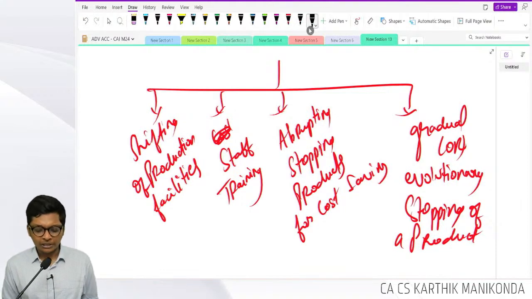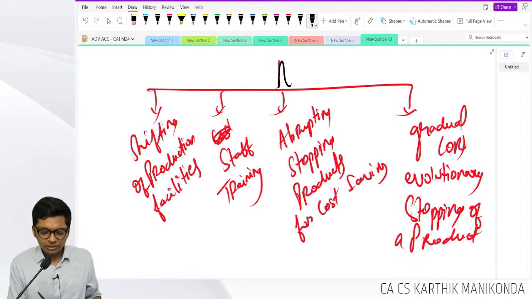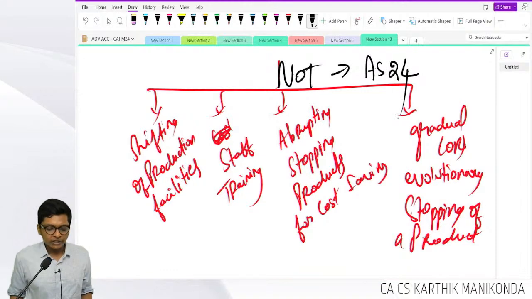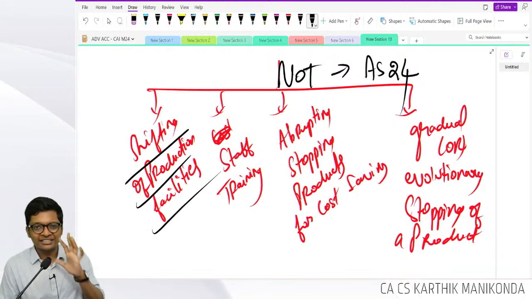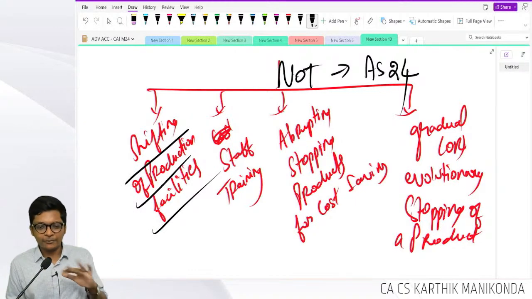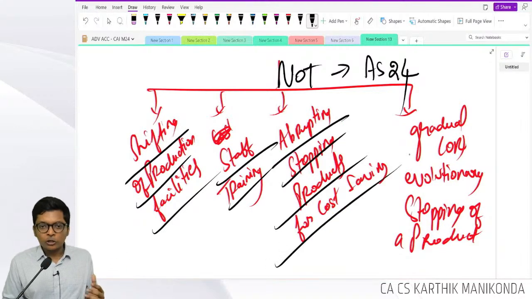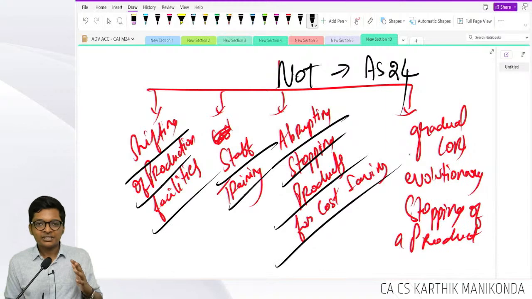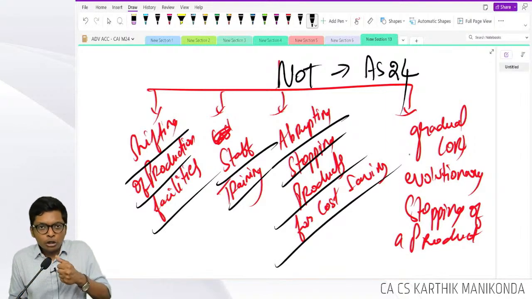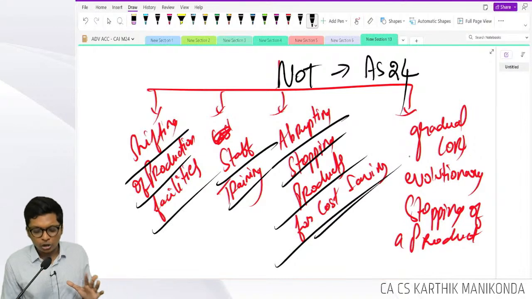With this, AS24 comes to an end. What is not a discontinuing operation as per AS24? Shifting of production facility from one location to another location is not a discontinuing operation. I'm just shifting. Staff training, no. Abruptly stopping. COVID came. Can I continue to manufacture t-shirts and shirts? Who's going to buy? Or can I continue to put flight tickets? So abruptly stopped airline service for 6 months due to COVID. This is not to discontinue, but for a temporary reason, for cost saving.